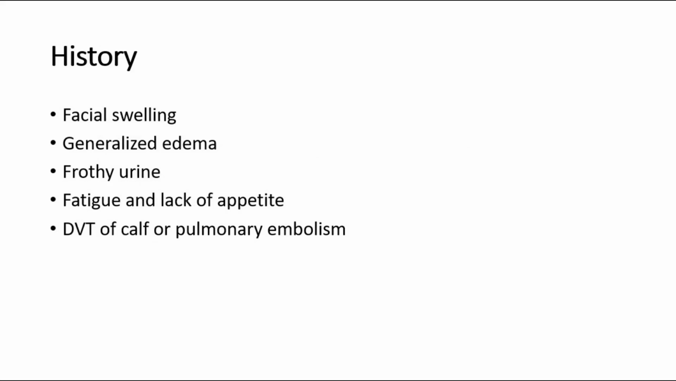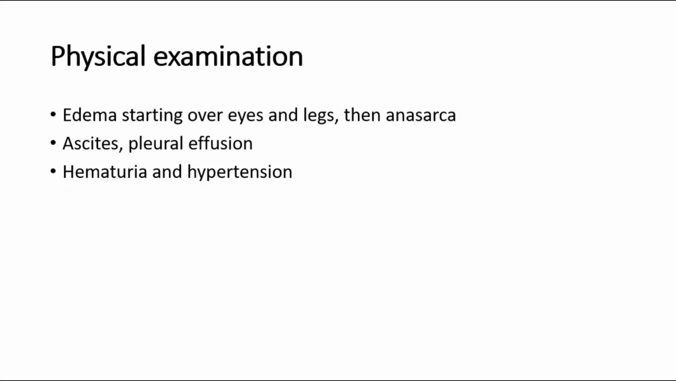For history, the first sign of nephrotic syndrome in the pediatric population is usually swelling on the face. This is followed by edema of the entire body. Adult patients can present with dependent edema. Frothy urine may be a presenting symptom. Tiredness and lack of appetite are common features. A thrombotic consequence, such as deep venous thrombosis of the calf veins or a pulmonary embolus, could be the first indication of nephrotic syndrome.